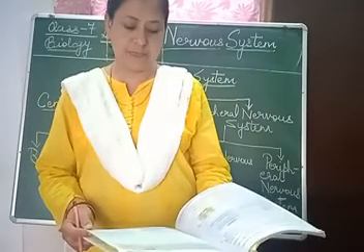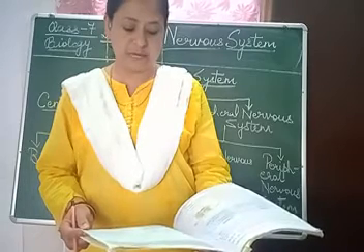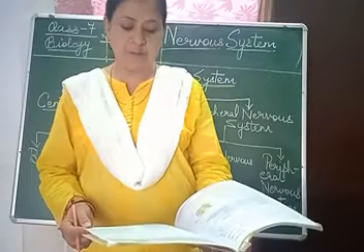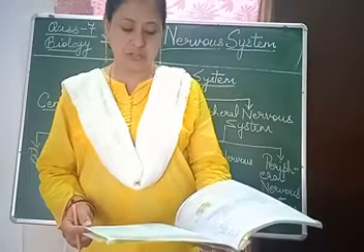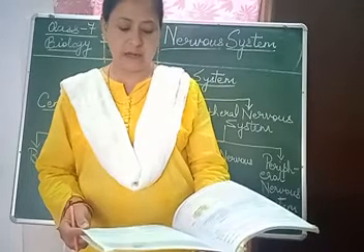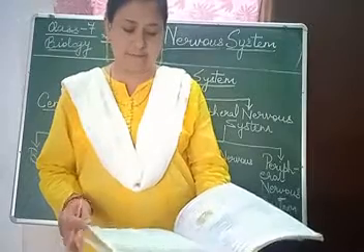Autonomic nervous system. The autonomic nervous system consists of a pair of chains of nerves present on either side of the backbone, the vertebral column. It controls involuntary actions, for example, the movement of stomach and intestine, rate of heartbeat, secretion of sweat glands and saliva.